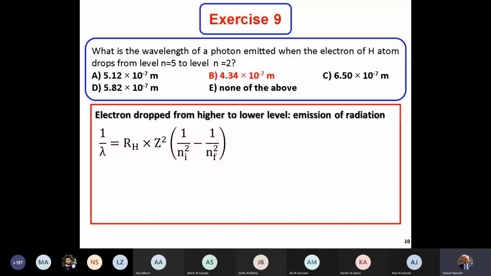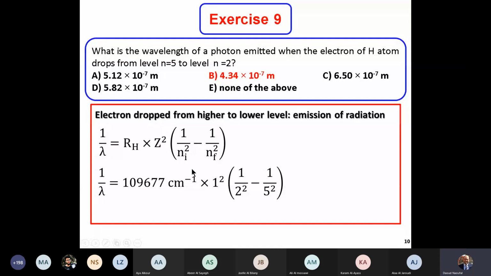So we can calculate lambda directly. This is another method. But in this exercise, since the request is the calculation of lambda, I prefer to apply the direct Balmer-Rydberg formula for hydrogen or hydrogen-like: 1 over lambda equals RH times Z squared, times 1 over n initial squared minus 1 over n final squared. The Rydberg constant is given in the exercise, 109,677 centimeter to the minus 1, so lambda found should be in centimeter. If RH is in meter, lambda is in meter.